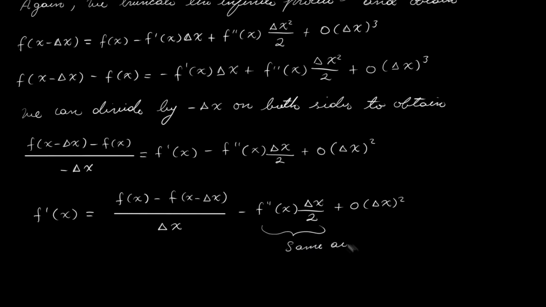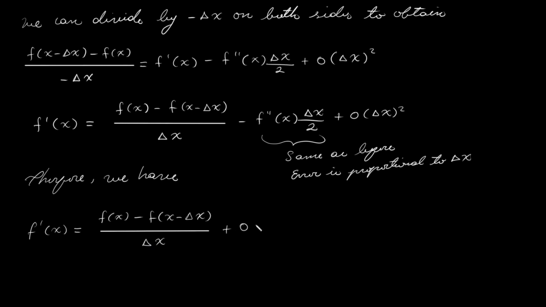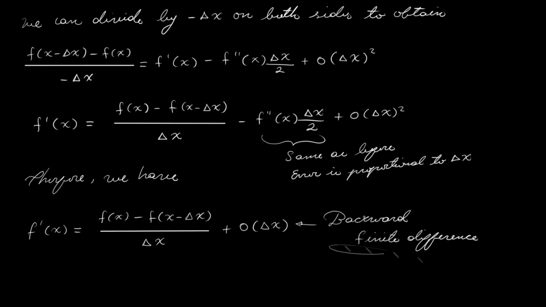Also, it is very important to see that the error is, once again, proportional to delta x. At this point, we can write the final form of our function. This is what we know as the backward finite difference.